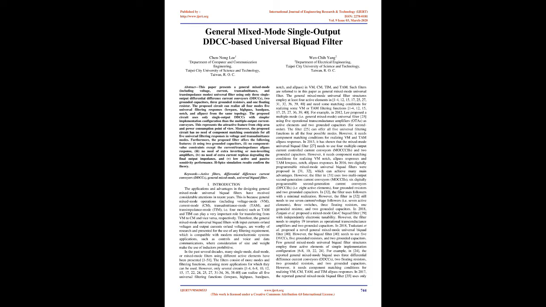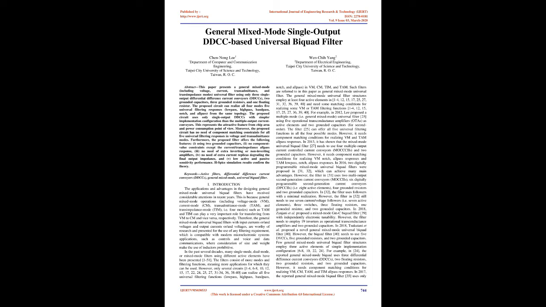The filters consist of more modes and filtering functions, meaning more applications for which they can be used. However, only several circuits [1] to [4], [6] to [8], [10], [12], [15], [17], [22], [24], [25], [27], [31] to [34], [36], [38] to [40] can realize all 5 universal filtering functions: low pass, high pass, band pass, notch, and all pass, in VM, CM, TIM, and TAM. Such filters are referred to in this paper as general mixed mode universal filter.